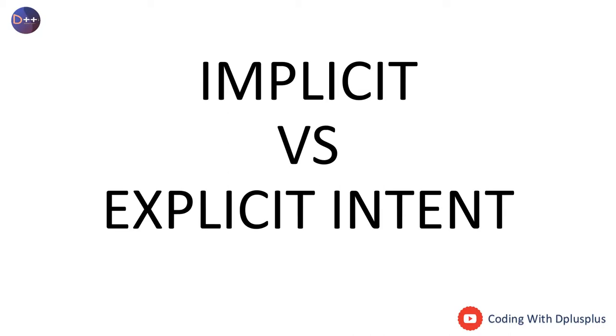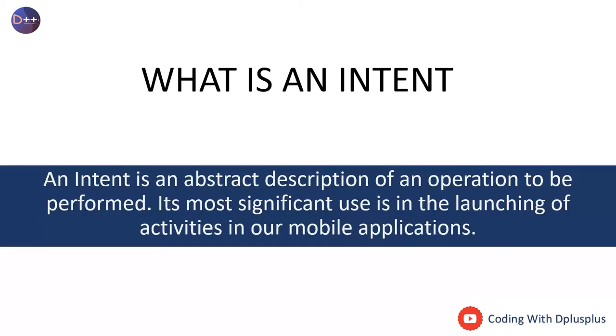Now, let's take a look at what the intent is. The intent is an abstract description of an operation to be performed. Its most significant use is in the launching of activities in our mobile applications. Basically, I want you to understand that the intent is just a key that helps you navigate from one screen to another. Without the intent, it's impossible for you to move from activity A to activity B in your mobile application.